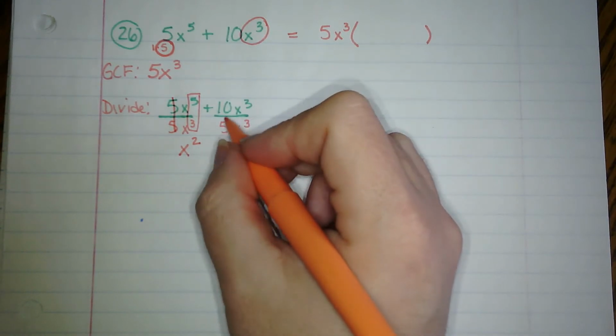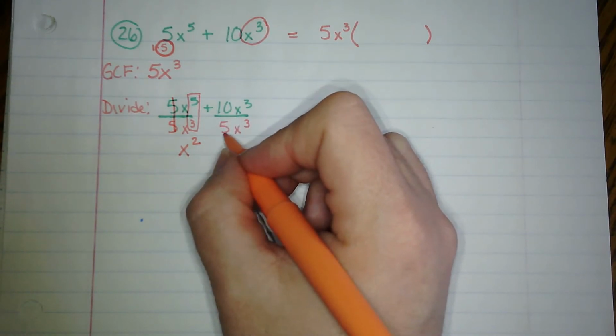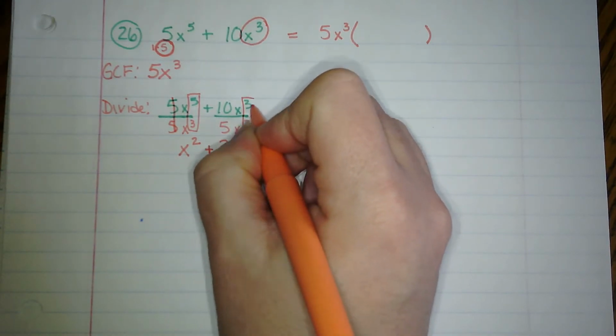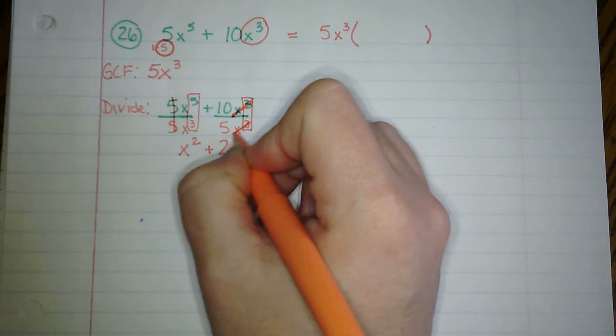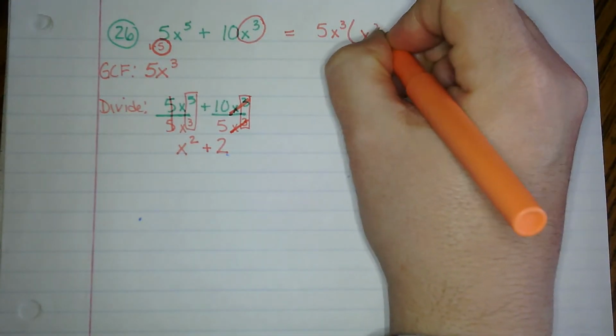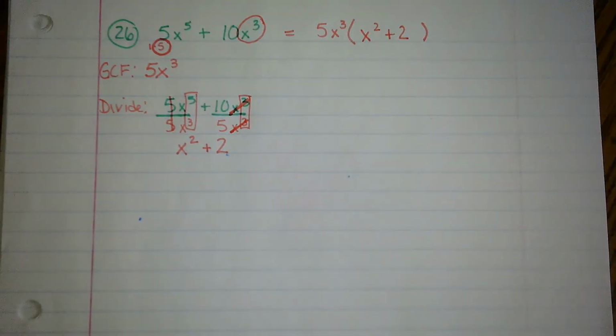This one, 10 divided by 5. We're dividing these. That's going to give us 2. And 3 take away 3 is 0. So these cancel. So inside the parentheses up here is x squared plus 2.